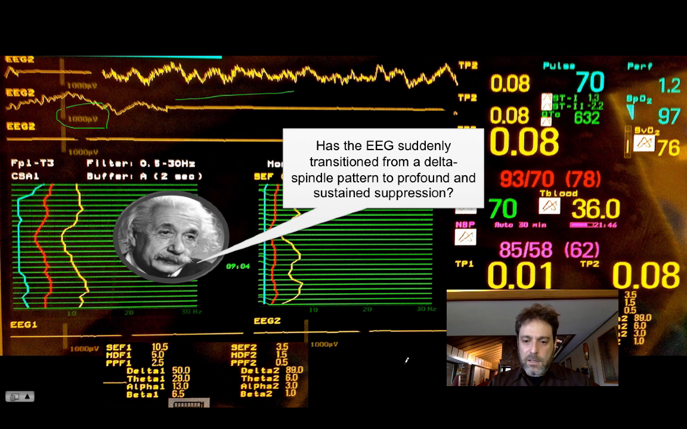And some of the clue to that is you can actually see that we should be seeing delta waves, theta waves, and yet we're seeing none of it. We're just seeing a flat line. So an inappropriate scale can make it very difficult for us to interpret the EEG.